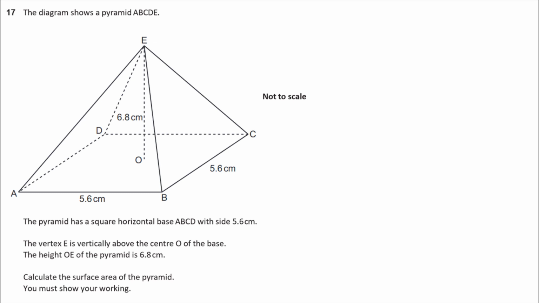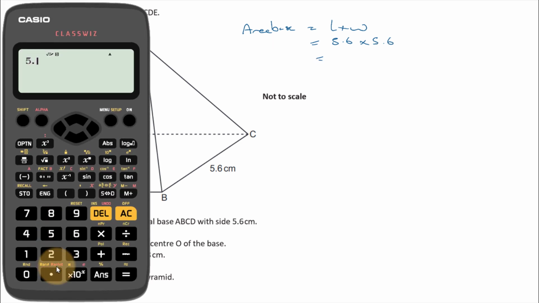Okay, well, the pyramid's surface area is going to be made up of the base, which is a square, plus the 4 triangular faces of the pyramid, isn't it? Okay, now the base is not going to be any problem, is it? So the pyramid base is just a rectangle, so area of base equals length times width, which is 5.6 times 5.6. That is going to be 31.36.